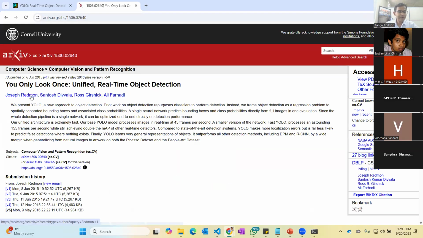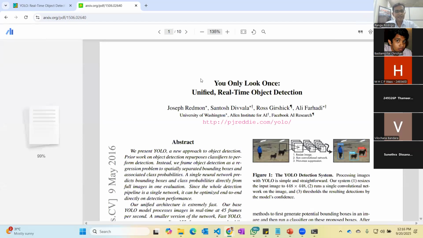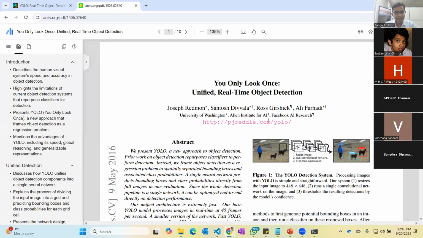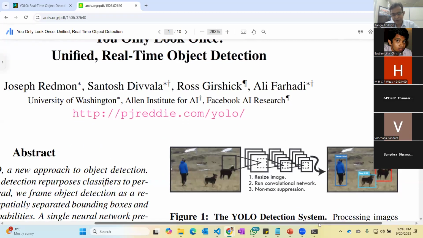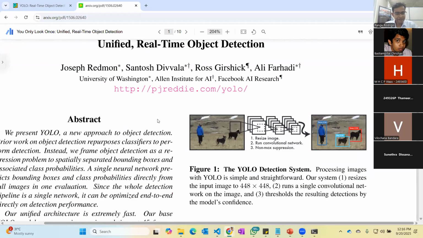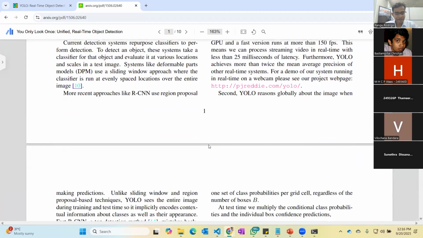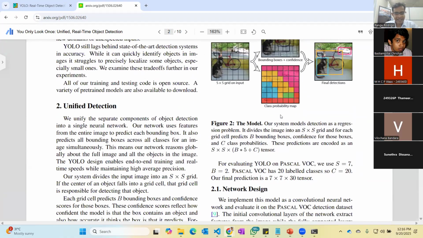This is the original YOLO paper, highly cited. You can see in this one it is an object detector. You can see the multiple boxes drawn, and they show the probabilities also with the boxes. So this is the diagram that was there.